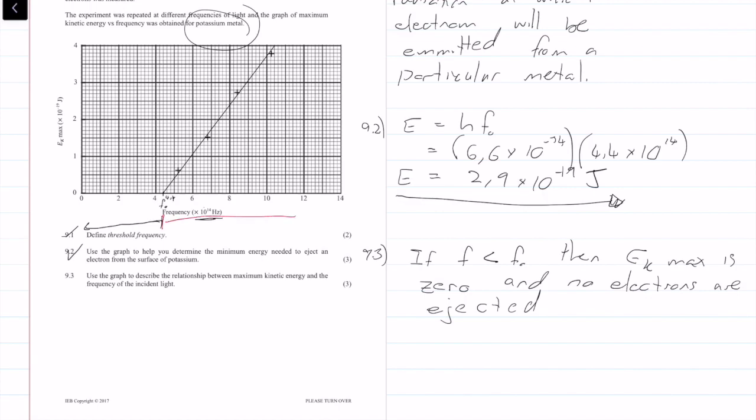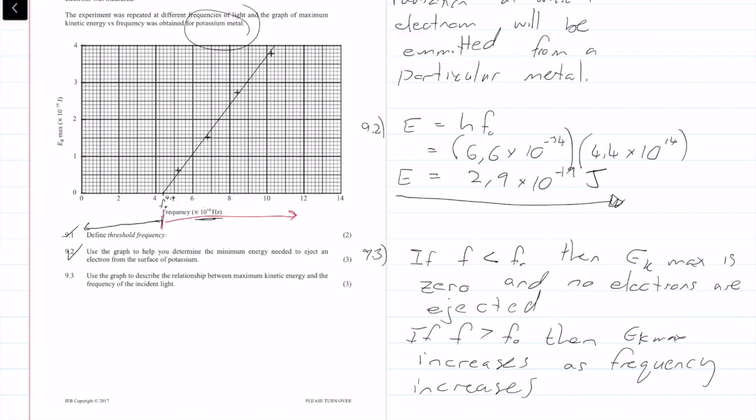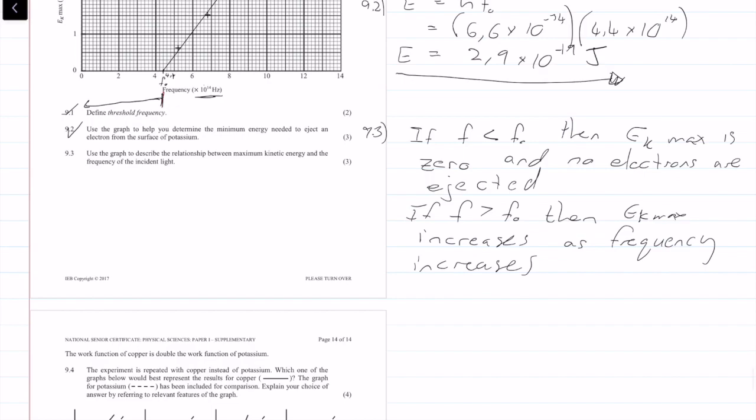But in the other case, if the frequency is greater than f naught, then EK max increases as the frequency increases. Does that make sense? Basically we're saying that if we're on the right hand side of f naught, as the frequency increases, we're also getting an increase in EK, which is true. There we go, and we get 3 marks for that.